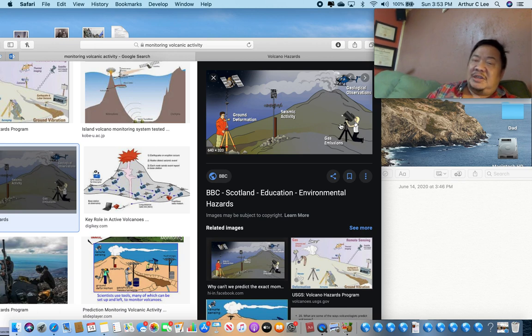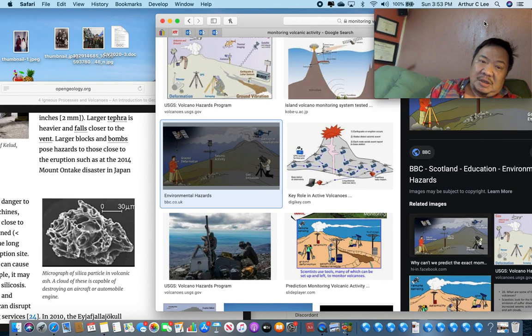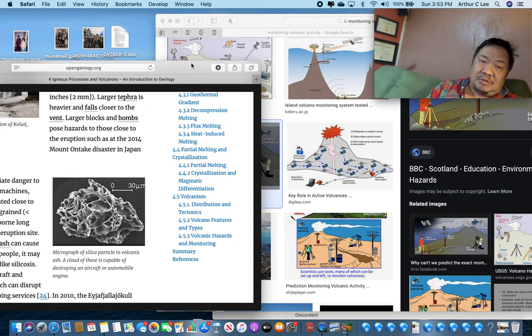So changes in shape in the mountain, earthquakes, and gas emissions all can be used to determine when that volcano is going to erupt. And volcanologists working for the U.S. Geological Survey, that's what they do.